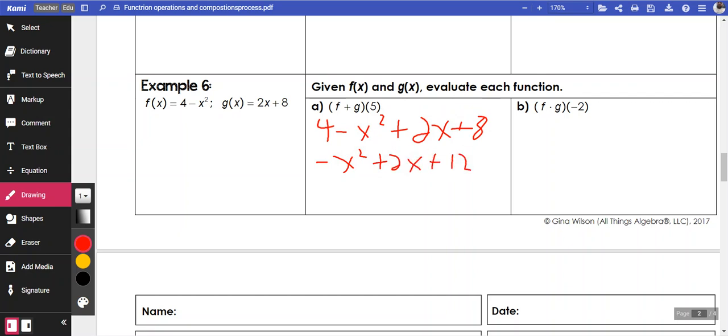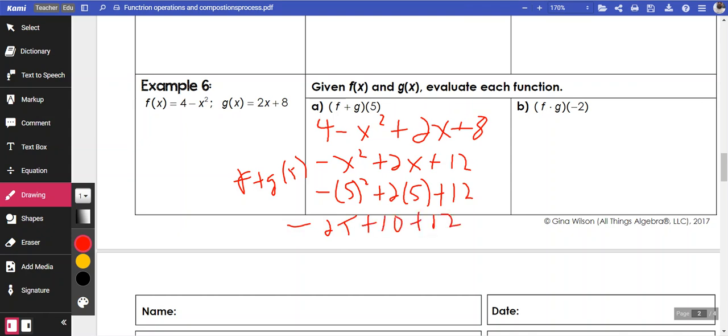Now I just find f plus g of 5. So I plug 5 in. And when I do that, I believe I get negative 25 plus 10 plus 12. And when I do all that, 10 plus 12 is, what is that, 22? And I get negative 3. That's one way to do it. So the answer here is negative 3.